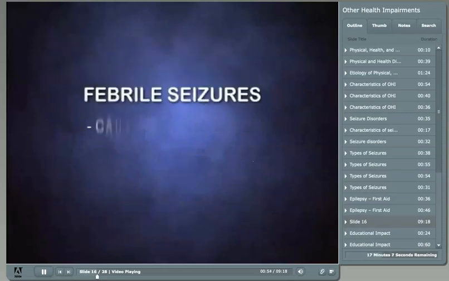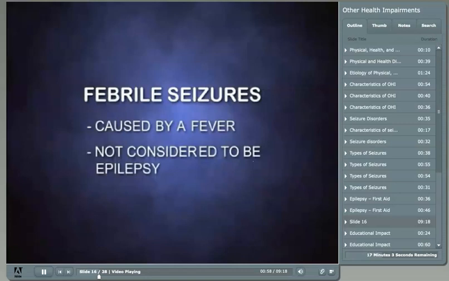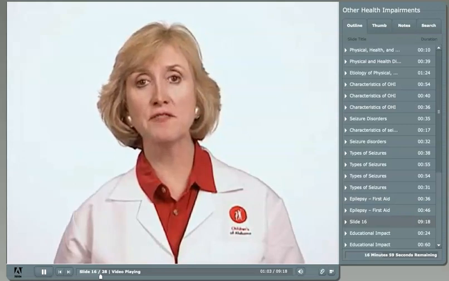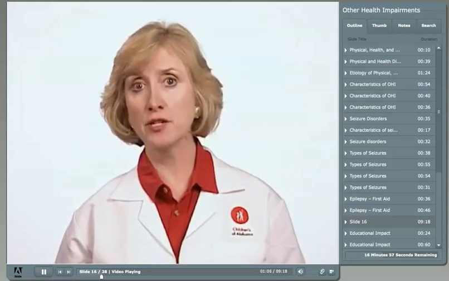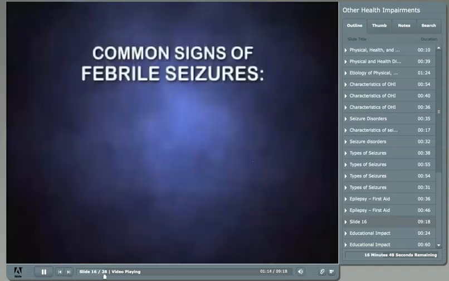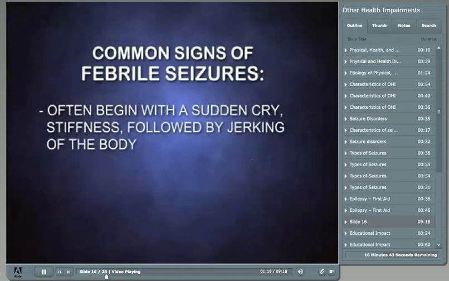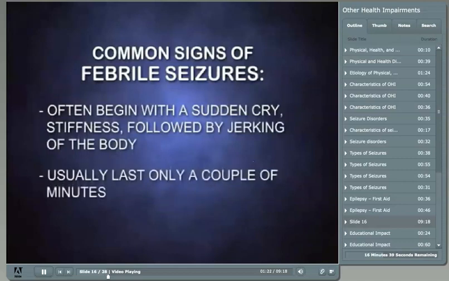A febrile seizure is a seizure caused by a fever and is not considered to be epilepsy. Up to 5% of otherwise healthy children between the ages of 9 months and up to 6 years will have a seizure caused by a fever. Most febrile seizures occur within the first 24 hours of an illness. Common signs of febrile seizures often begin with a sudden cry, stiffness, followed by jerking of the body, and usually last only a couple of minutes.